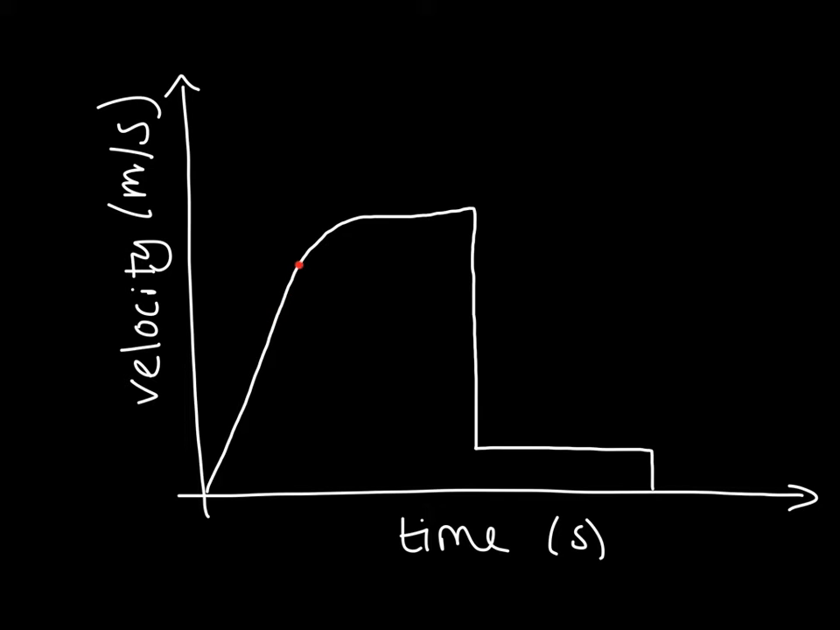So this bit here, you can see the gradient is decreasing, so that's where the acceleration is decreasing, but there is still acceleration. And then eventually the acceleration is 0 and it travels at constant speed. Here, because we've got a horizontal line on our velocity time graph, there is no acceleration, travelling at constant velocity. Suddenly the object slows down dramatically to a much lower velocity. So here you can see the velocity's got much lower. It then travels at a constant velocity for a period of time and then suddenly stops. Okay, so this is what your graph should look like.